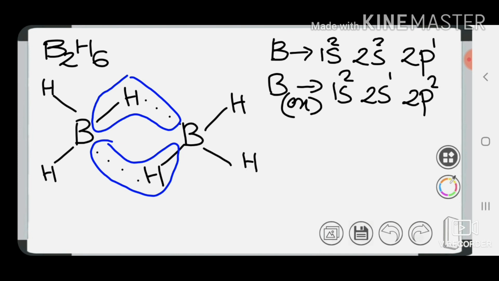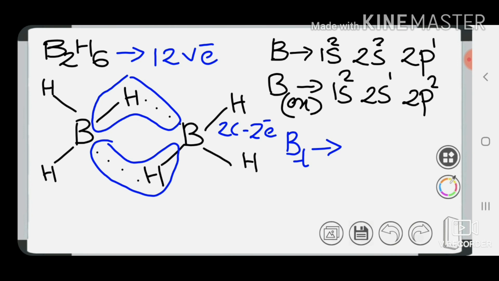Now you want to know the total electrons of B2H6. In B2H6 there are 12 valence electrons, 6 from the boron atoms and 6 from the hydrogen atoms. The 4 terminal BH bonds are called 2 center 2 electron bonds. How many electrons do they contribute in total? The 4 BH bonds equal 8 electrons.